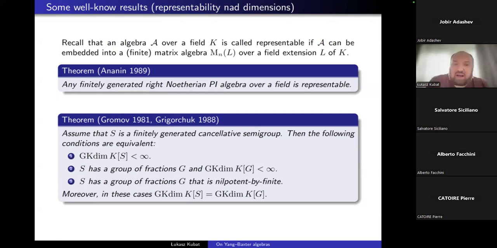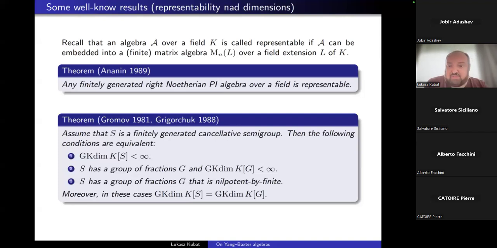And there is a classical result from the 80s attributed to Ananin, which says that if you have a PI algebra that is one-sided Noetherian and finitely generated, then such an algebra is always representable.